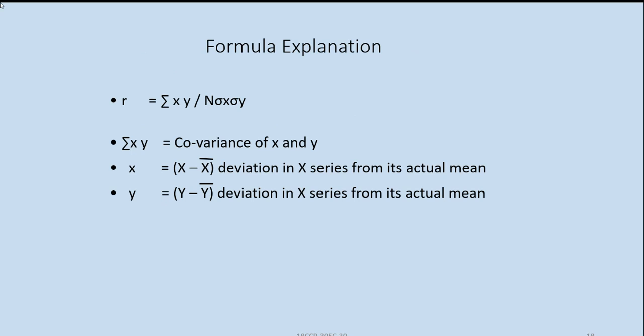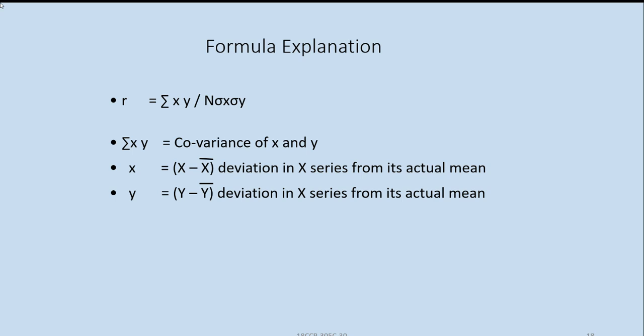Formula we will explain here. We will understand: r is equal to sigma xy by n into sigma x into sigma y, where sigma xy is the covariance of x and y. Covariance of x and y means the relationship.